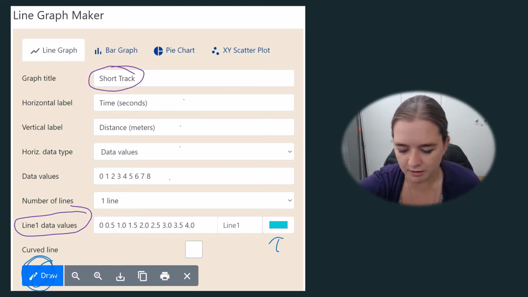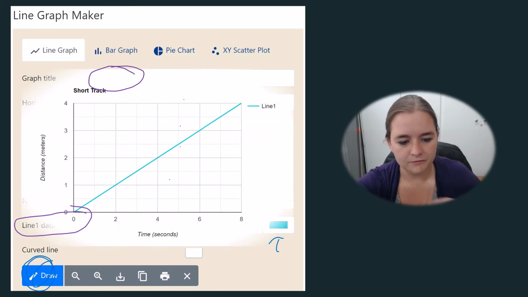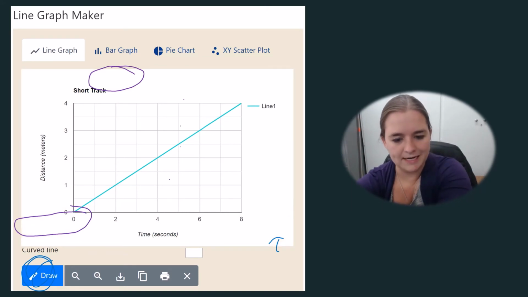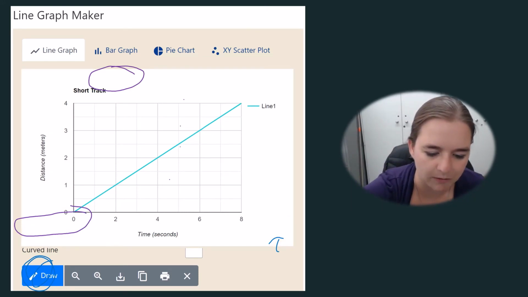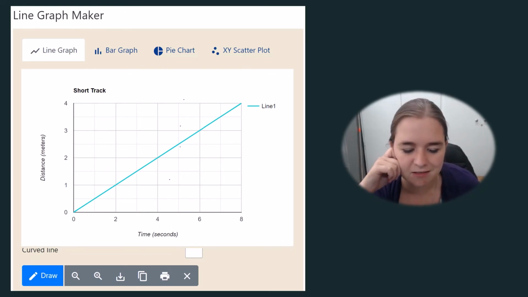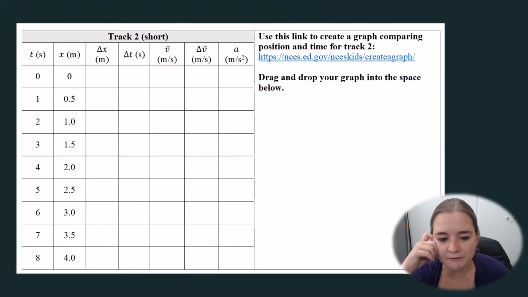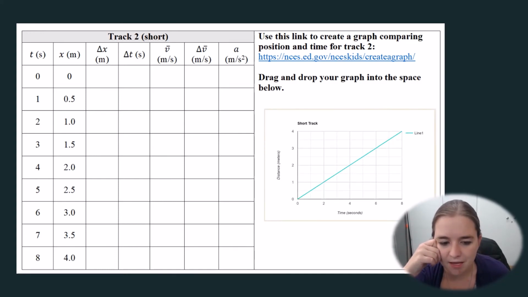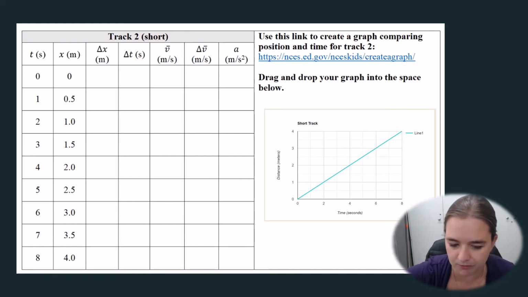When I hit draw, my graph looks like this. I have a nice straight line. It looks more like what we talked about before, where time and distance are changing at a constant rate. So now if I jump back to my document, I can drag and drop, copy, paste, however you want. We're going to move that graph into the correct spot. And then we're going to do some calculations. We know what each of these pieces mean, so I'm going to do some of it with you, and then again, like before, you're going to have to calculate some of it on your own.